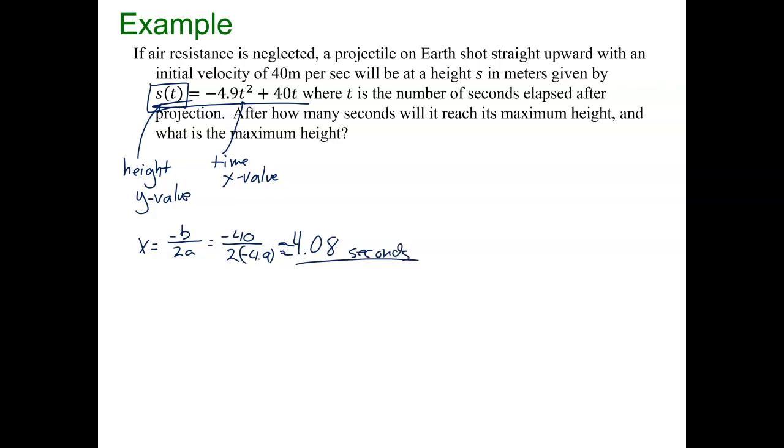Now, how do I find the maximum height? S of 4.08 equals negative 4.9 times 4.08 squared plus 40 times 4.08. What is our maximum height?